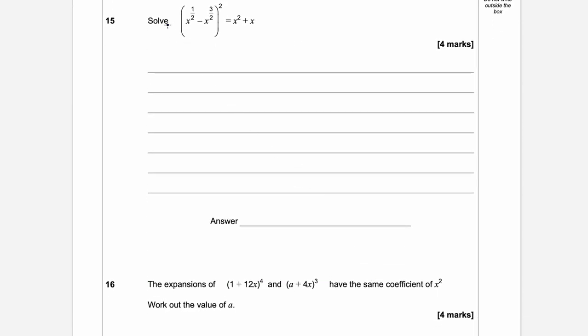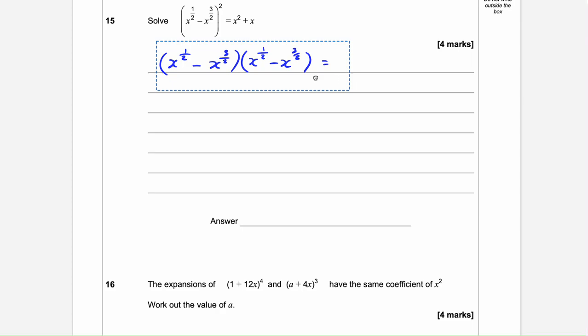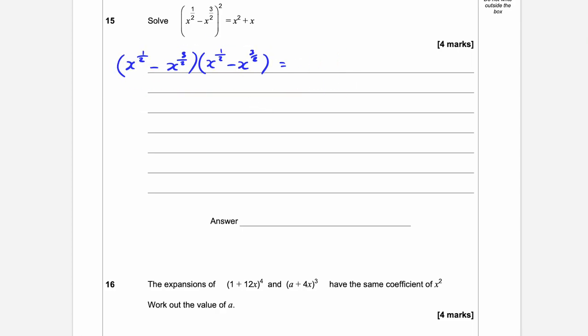Question 15. Solve this. Okay, firstly, guys, let's multiply out this bracket. This is x to the half minus x to the 3 over 2 times x to the half minus x to the 3 over 2. This equals x to the half times x to the half. So this is like just multiplying out a bracket, guys. This times this, and this times this, and this times this, and this times this.